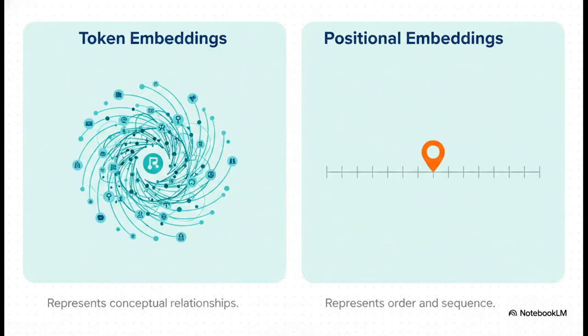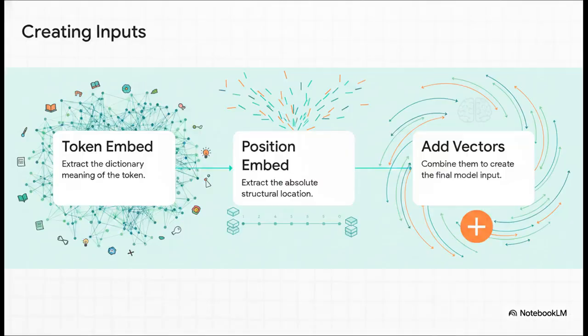To fix this critical limitation, models like OpenAI's GPT introduce absolute positional embeddings. These are entirely separate vectors from the token embeddings we just discussed. Their one and only purpose is to capture and convey the physical, absolute location of a token within the input sequence. The solution is surprisingly elegant. It literally comes down to simple vector addition.